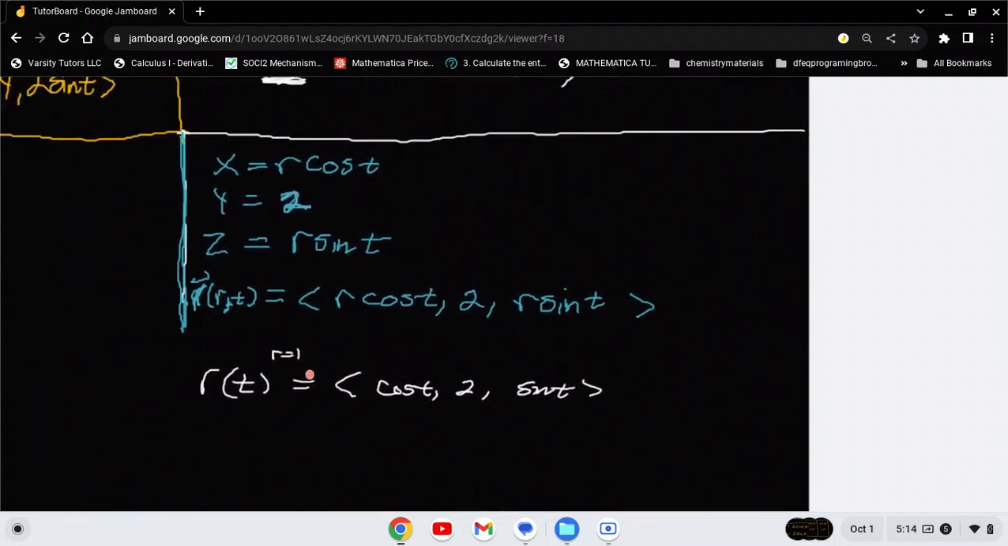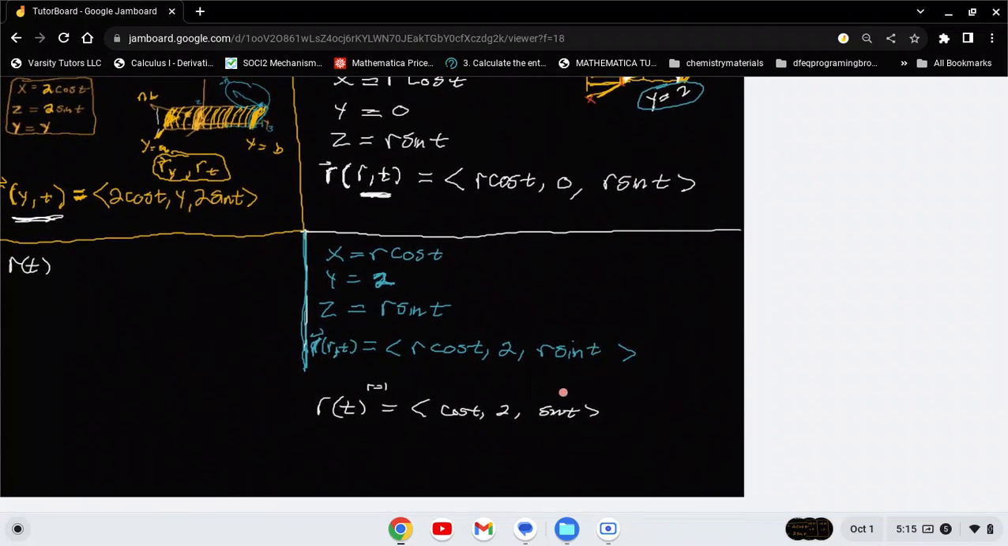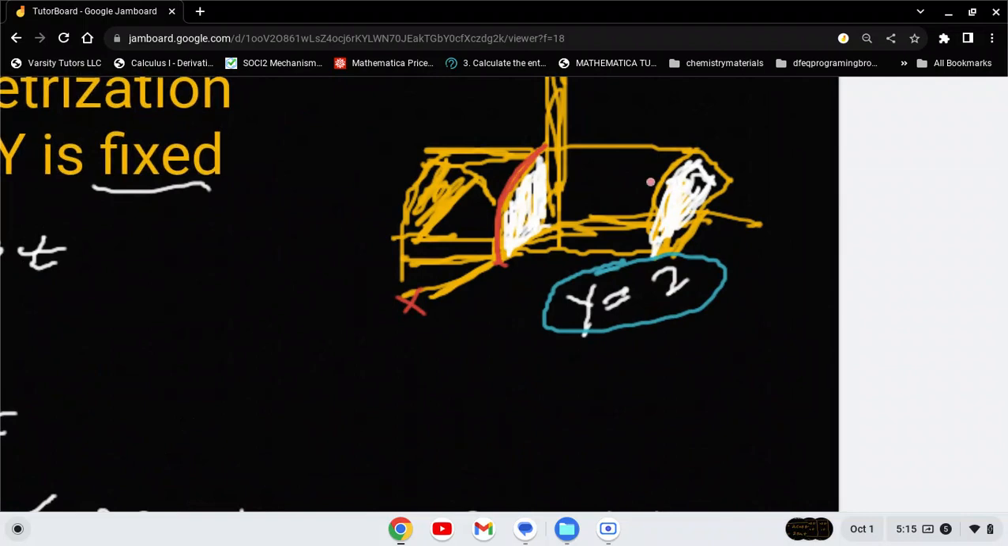Now, if I allowed r to just equal 1 and didn't want to vary it, and I already knew that it was just 1, there would be no need to include it, and I would say r of t is cosine t, 2, sine t, and that would be a circle of radius 1 centered at 0, but it would be on the slice y equals 2. So this tells the person that you actually have this slice up here. You've got the slice at y equals 2. That's where your circle is being parameterized. It maps out every little point along the height y equals 2.